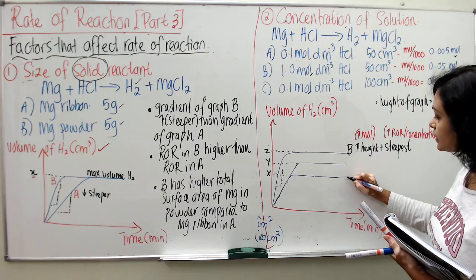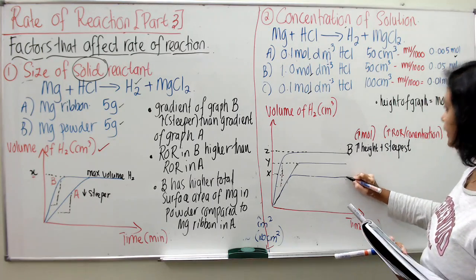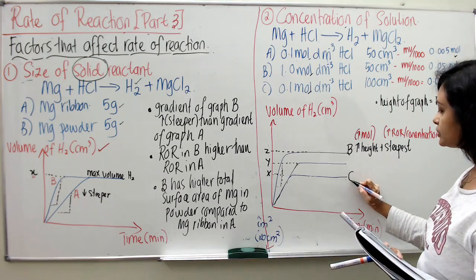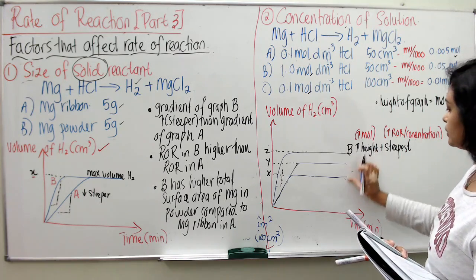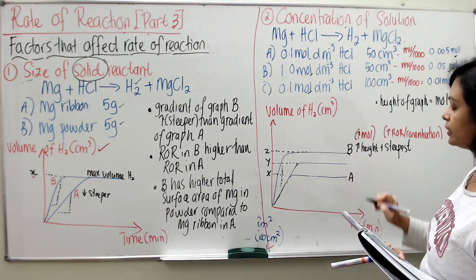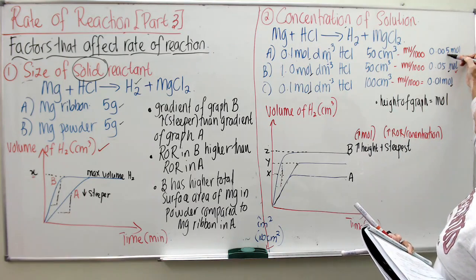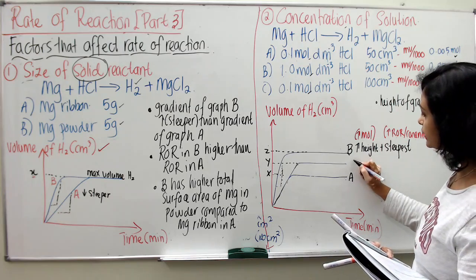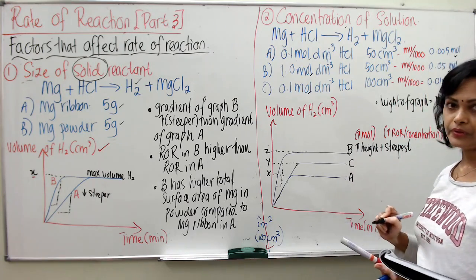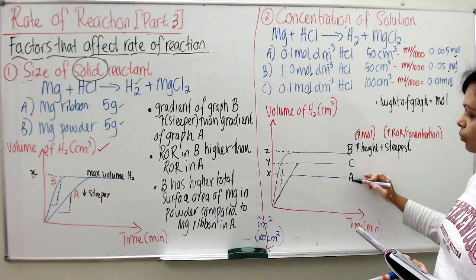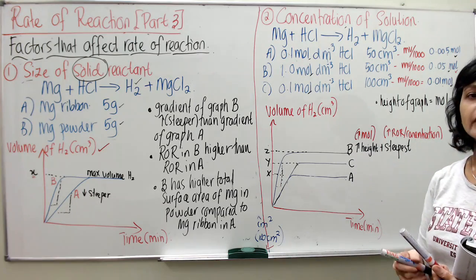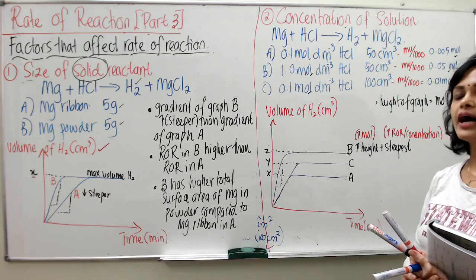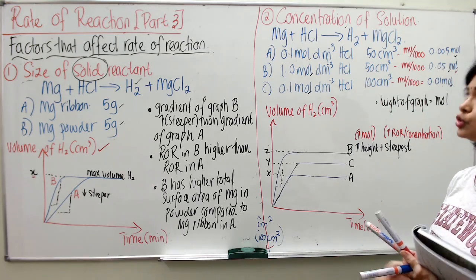So, who has the lowest height? Must be C. Can you see? Must be C. Why? Sorry, must be A. Sorry, A. Why? Because 0.05 versus 0.01. So here must be C. Okay, why? Because C has almost double the height of the graph of A. So this is how you determine the height of the graph when it comes to concentration.